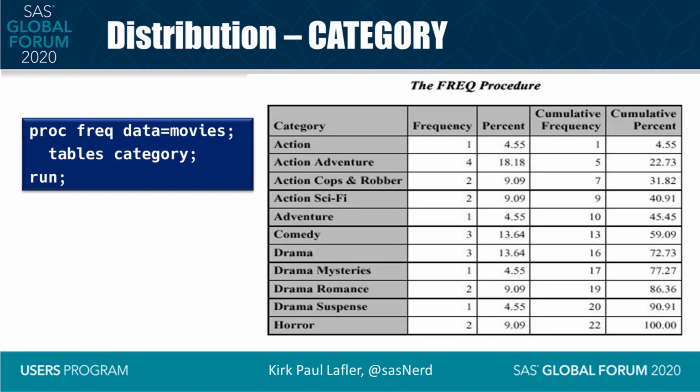One way of understanding the distribution of data, let's take for example the variable category, the movie category, is to use PROC Freq. So if we delve into the details of the data with PROC Freq and produce a tables category, we see that we have an alphabetical list of the category values, their frequency, the percent of that frequency, cumulative frequency, and cumulative percent. Category by itself, with the exception of one value, falls below the 15% rule.